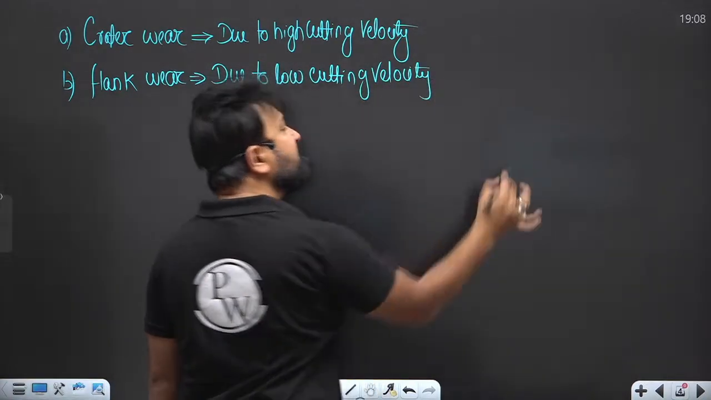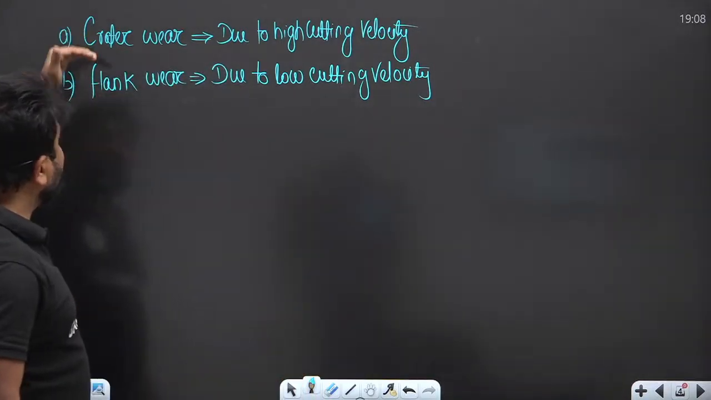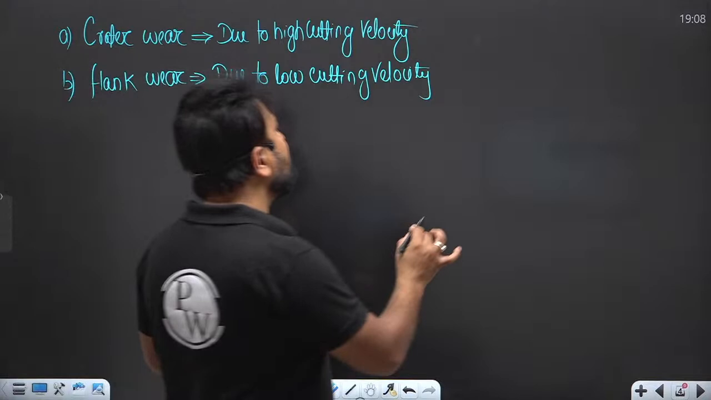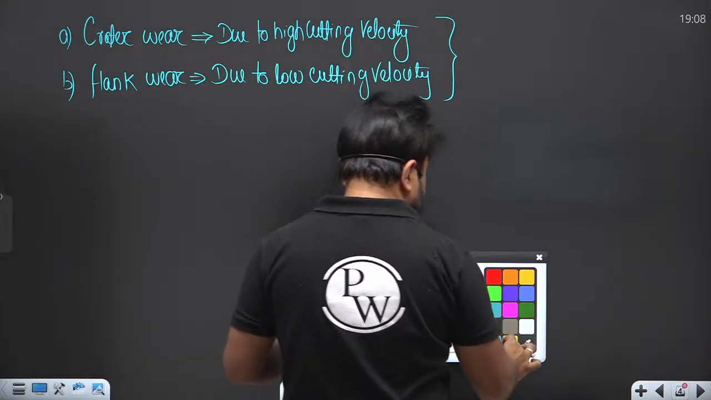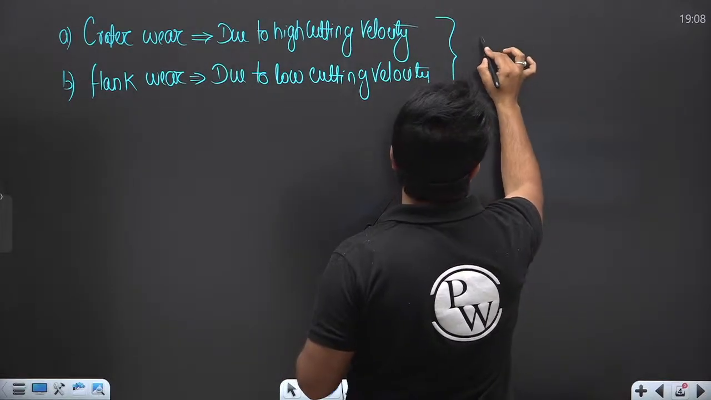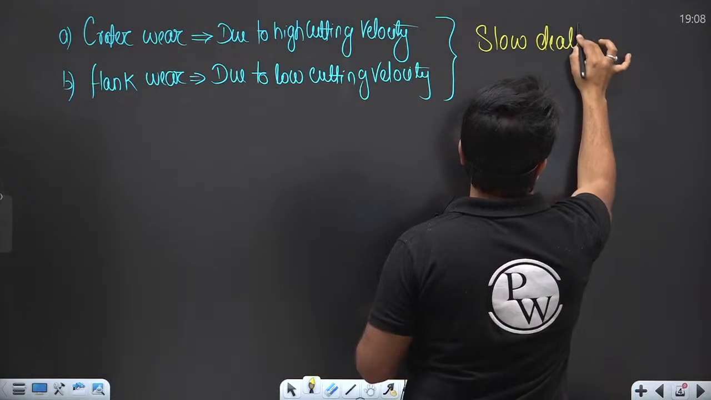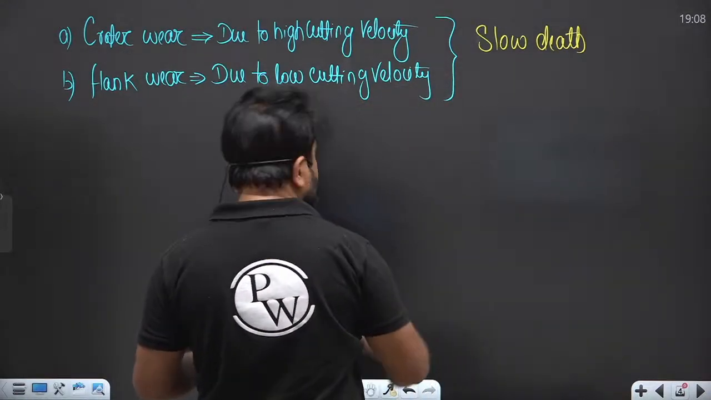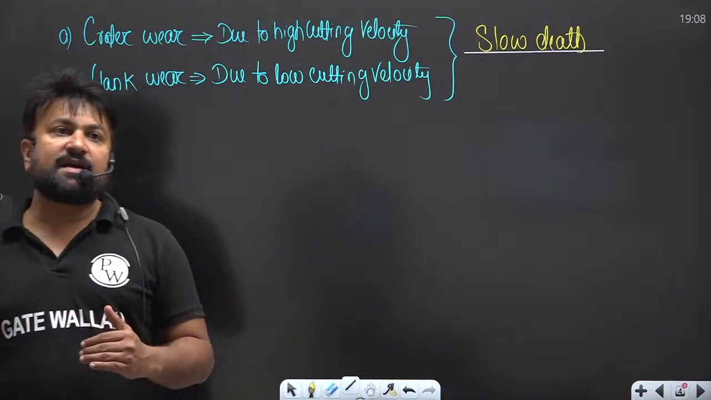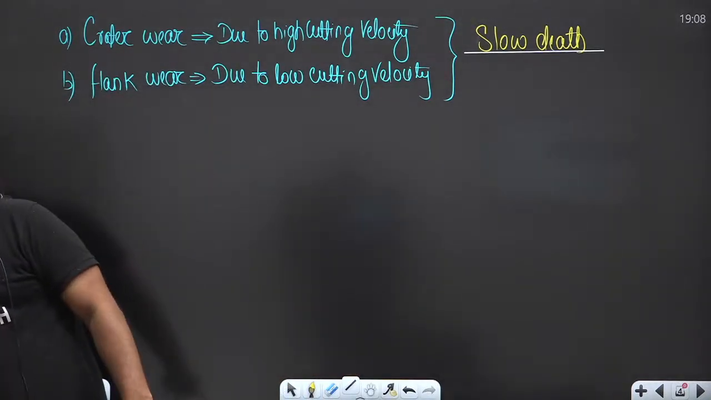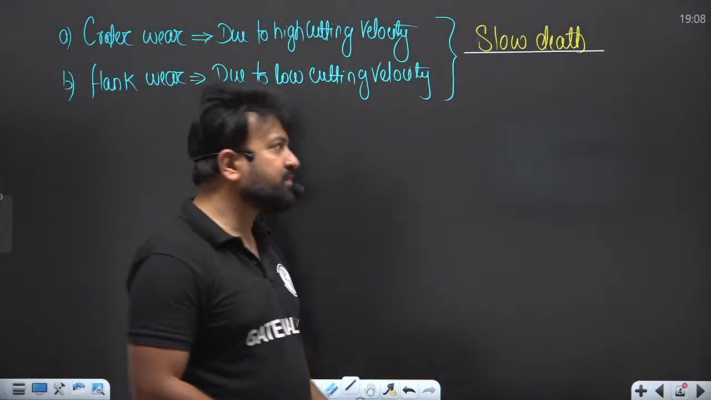My dear, we know the reason for the crater wear as well as the flank wear, so we can control these factors by manipulating the velocity. That is why they come under the category of slow death. The tool suffers slow death.